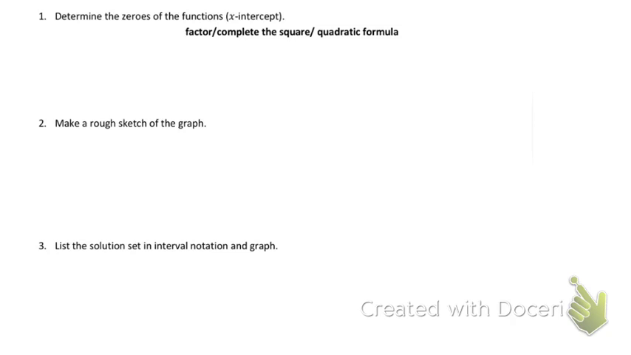I want you to go ahead and try this one. I am going to note that it is not factorable. Completing the square, or probably not going to complete the square. I mean, you could, or you could use the quadratic formula. Your choice. Either complete the square or do the quadratic.